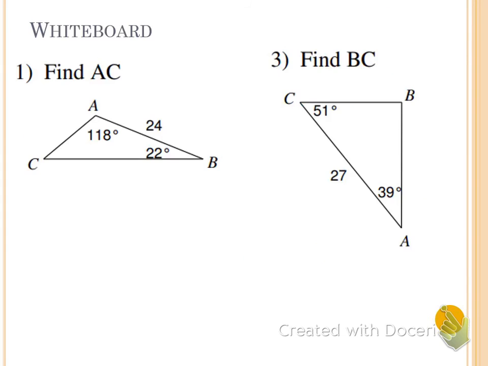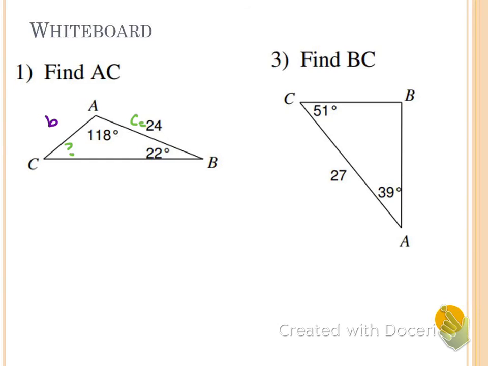Okay. We're going to try the whiteboards. So we want to find AC. You can call it whatever you want. I'm going to call it B because it's across from angle B. You want to look for a known pair, which would be a side and an angle you know both of. So I know angle A is 118, but I don't know side A. I know side C is 24.